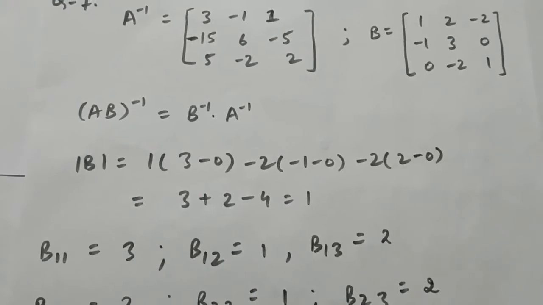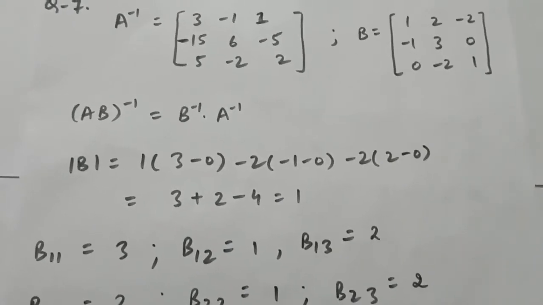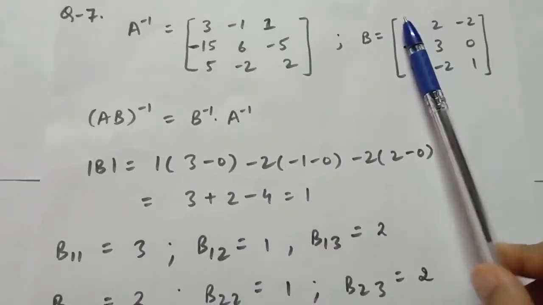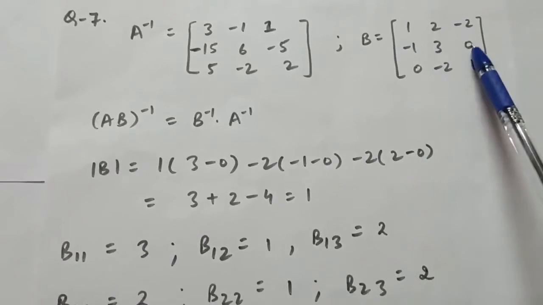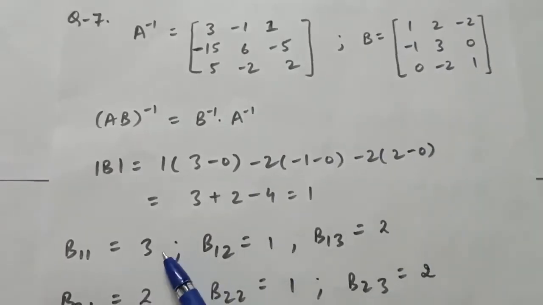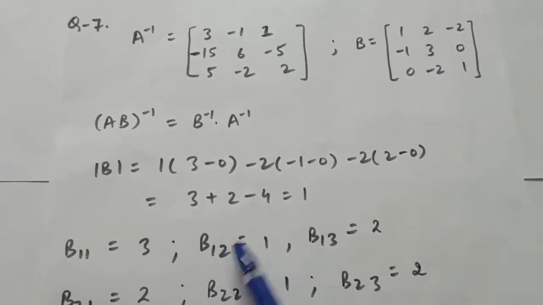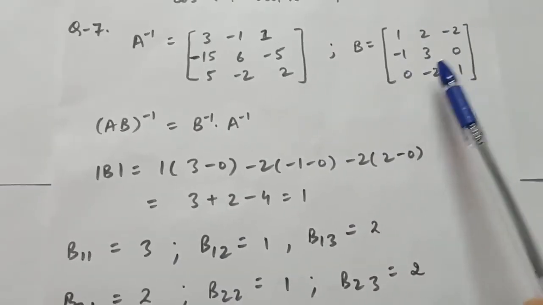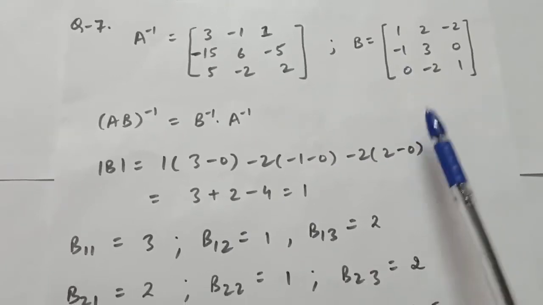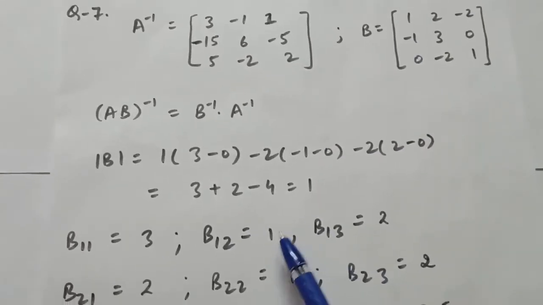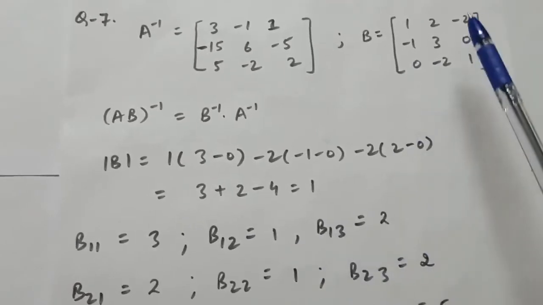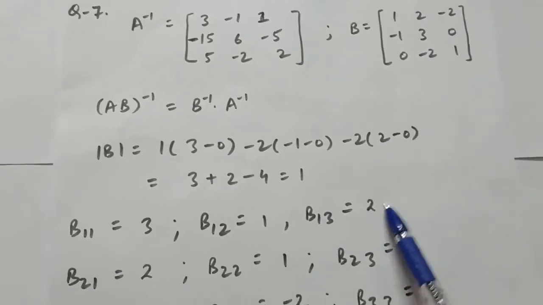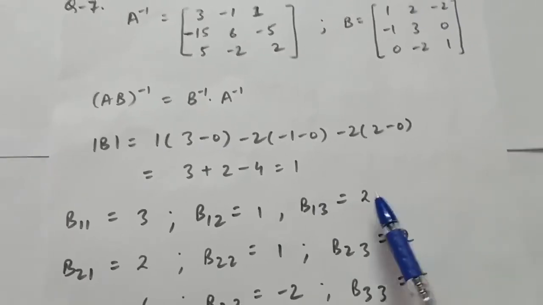Now find the cofactors of the matrix B. So B11 is equal to, leave the first column and the first row, so you will get 3 minus 0, 3, and it will get multiplied with plus 1. Then B12 will be, leave the second column and first row, so minus 1 minus 0, that is minus 1, and it will get multiplied with minus 1, so it is 1. Now B13 will be, leave third column and the first row, so 2 minus 0, that is 2, and it will get multiplied with plus 1 only.